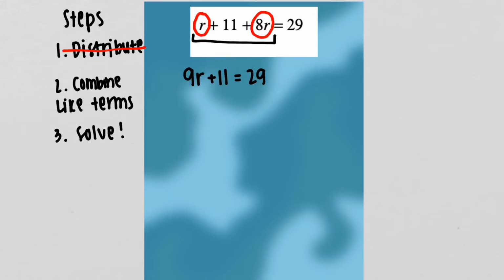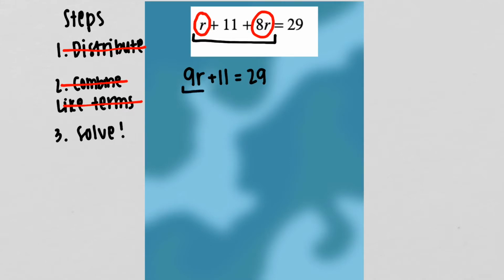Now I want to make sure I combined everything I could, so I look at the left side. I have 9R and 11. I can't combine them together because they're not like terms. Now onto the right side, I just have 29. There's nothing to combine there, so we did step 2. We combined our like terms. So now step 3 is just to solve.